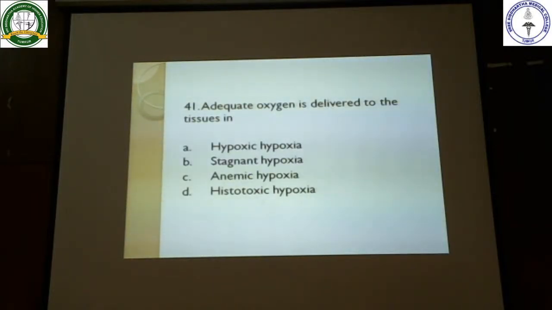That is, the PO2 should be normal. That rules out hypoxic hypoxia. Then the blood circulation should be normal. That rules out stagnant hypoxia. Hemoglobin also should be normal to carry oxygen, so that rules out anemic hypoxia. So the answer is histotoxic hypoxia.